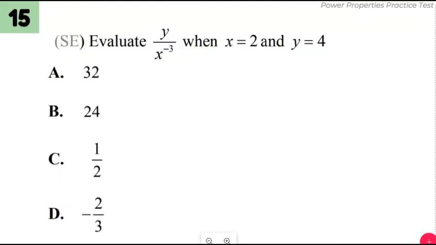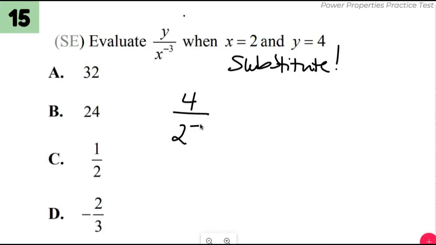Number 15. Evaluate y over x to the negative 3rd when x equals 2, y equals 4. All we're going to do is substitute. X becomes 2, y becomes 4, right?